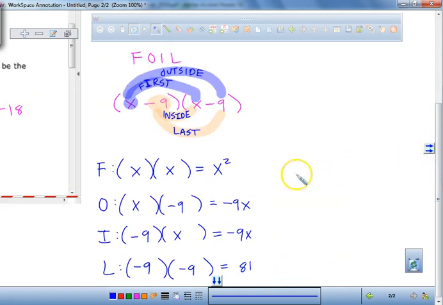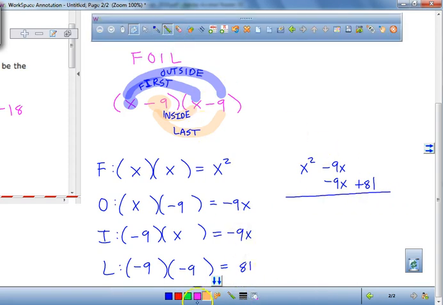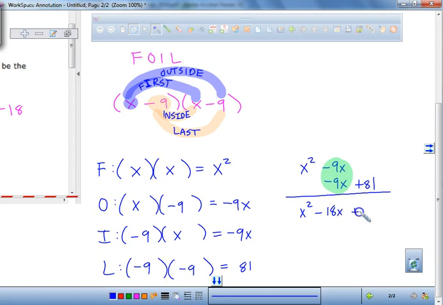Now, if I were just doing this by hand, not teaching it, I would say x times x is x squared. And I would do x times negative 9. You see, we put a negative 9x here. And I do negative 9 times x, and I put another negative 9x there. And then last, I do negative 9 times negative 9, which is 81. Notice this is how I would normally line them up. What do I always make sure I line up? Like terms. Always line up those like terms. So your final answer will be x squared minus 18x plus 81. That's the product of x minus 9 times x minus 9.